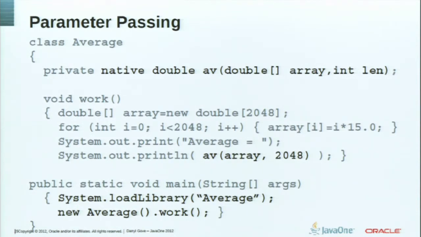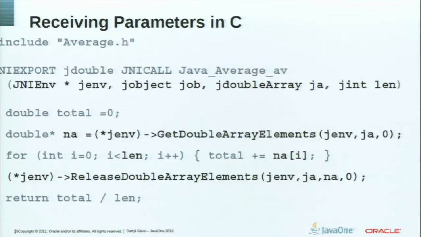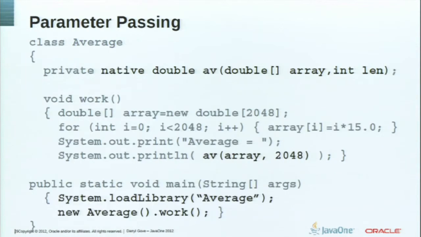So, the first thing to do is to define what parameters you're going to pass over. And then you're going to pass them in, you're going to load the library and do some work in the library. So, let's go back. Here we've got the Java code, and you can see that top bit here. Here's the declaration of the function, here's where I'm using it, and here's where I'm loading the library.